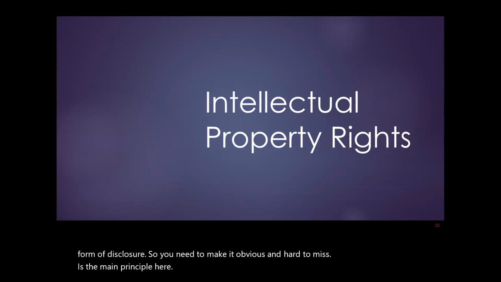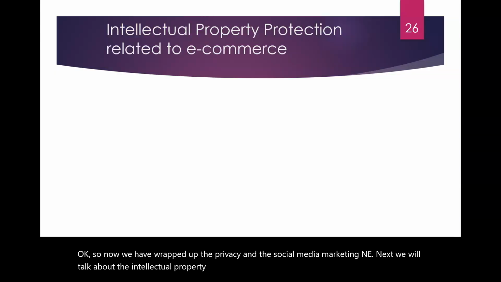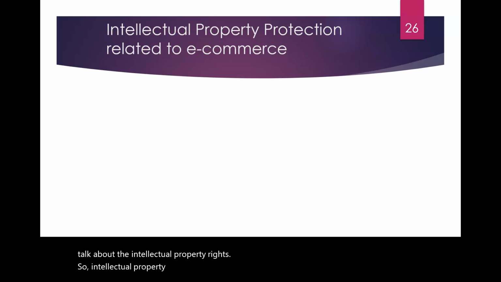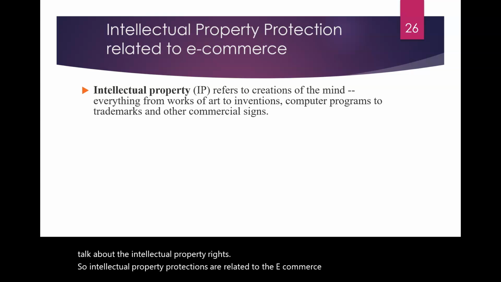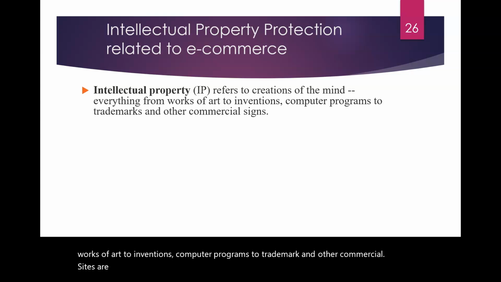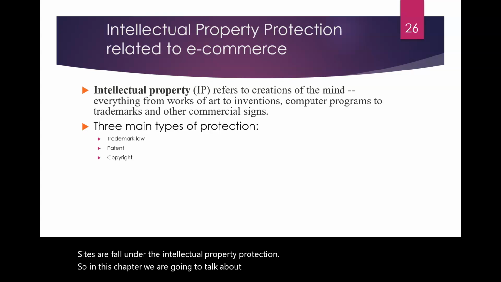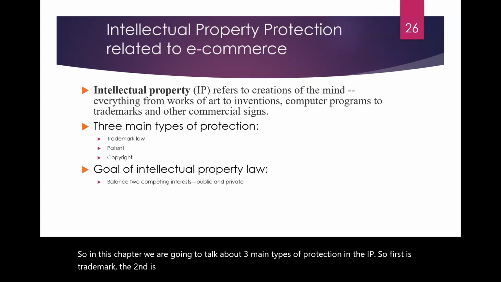Okay, so now we have wrapped up privacy and social media marketing. Next, we will talk about intellectual property rights. So intellectual property protections are related to e-commerce, including different formats. Intellectual property, IP, refers to creations of the mind, everything from works of art to inventions, computer programs, to trademarks and other commercial signs that fall under intellectual property protection. So in this chapter, we are going to talk about three main types of protection in IP. First is trademark, the second is patent, the third is copyright.